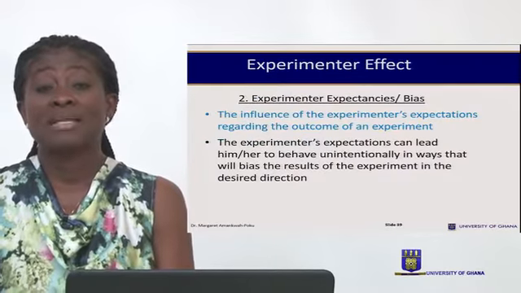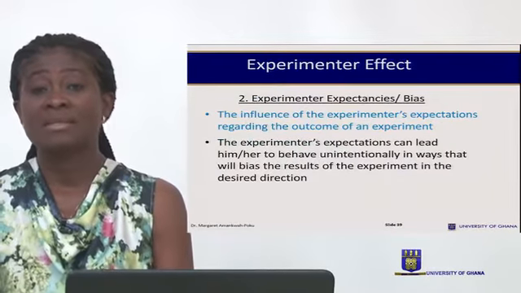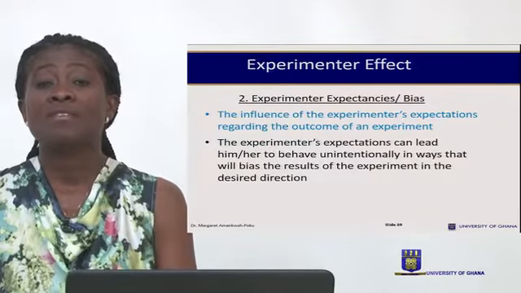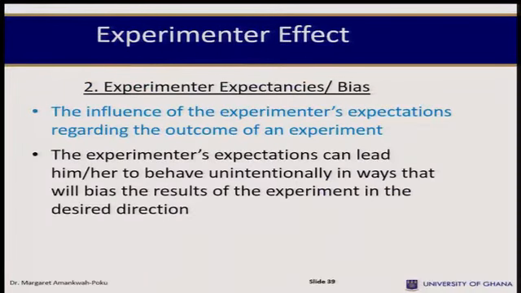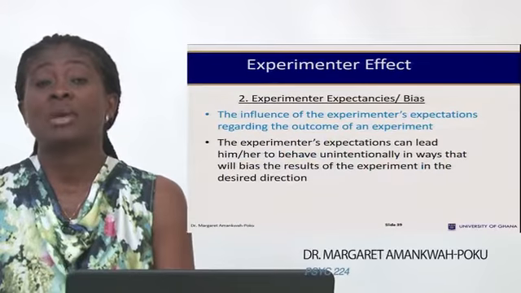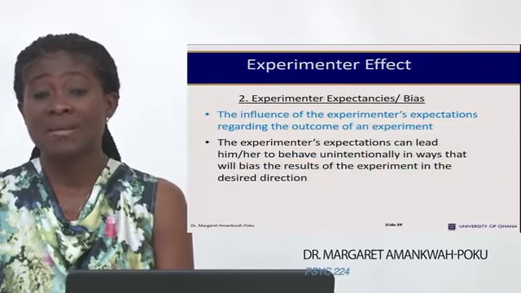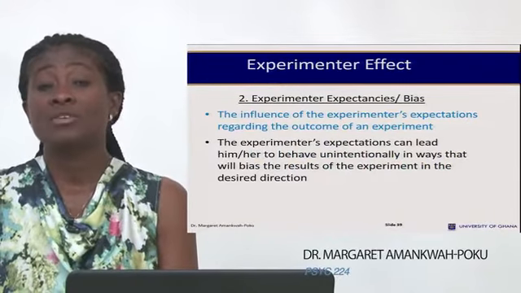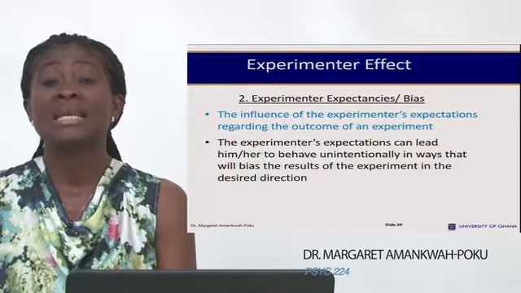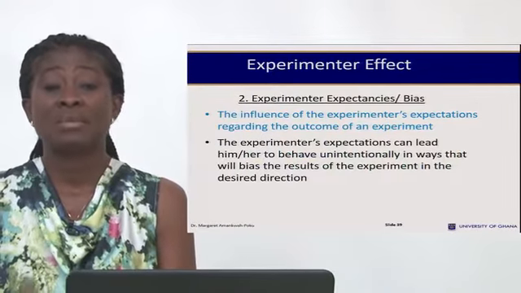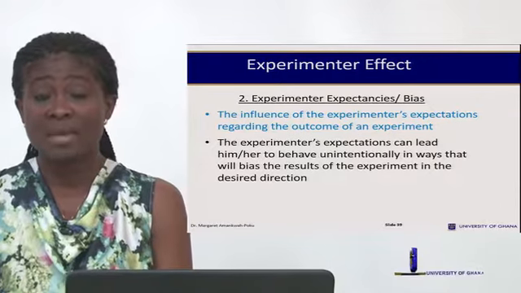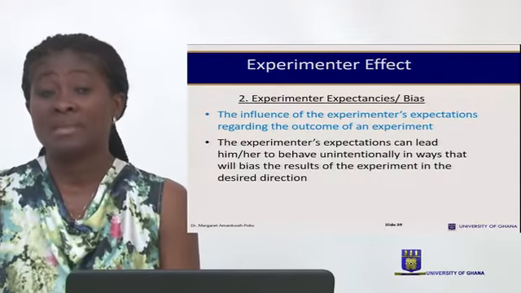The other experimental effect is experimental expectancy, or experimental bias. This is the influence of the experimenter's expectations regarding the outcome of the experiment. Sometimes, being an experimenter, you would have certain expectations. You have your hypothesis you are testing, so you are expecting the results to go in a certain direction, and this can lead you as an experimenter to unintentionally act in ways that can affect the responses that participants will make. So let me use a very typical example.